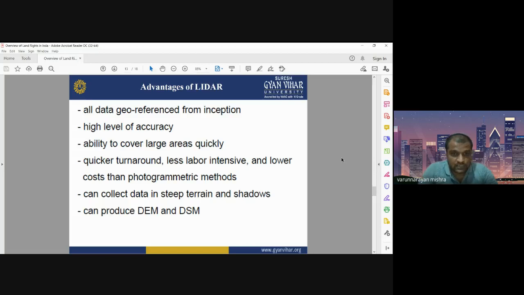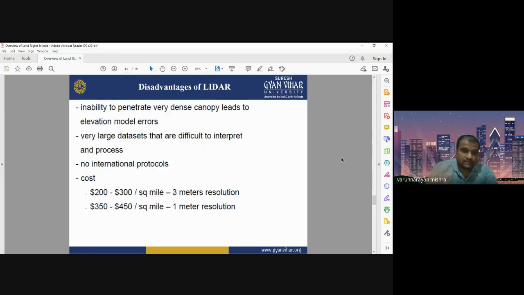These are some advantages of lidar, but there are also some disadvantages, because it cannot penetrate through clouds, and it cannot penetrate dense canopy. Canopy is the upper surface of the trees when we see it from space. In the case of very dense canopy, it is not able to penetrate that kind of forest. In the case of cloud, it cannot work.